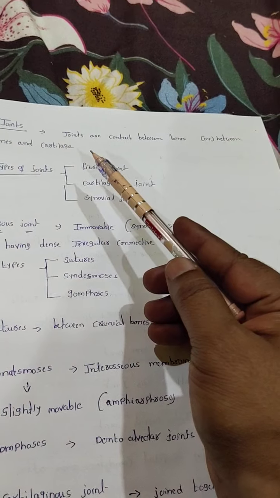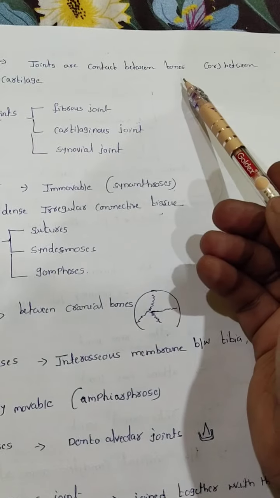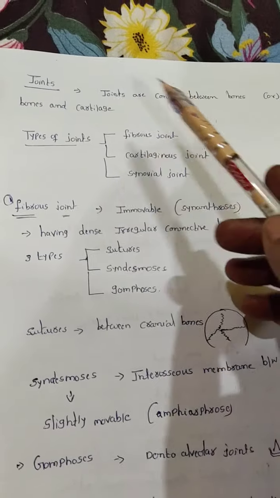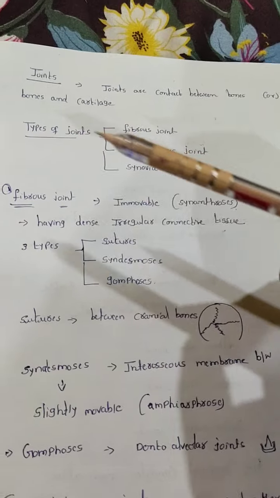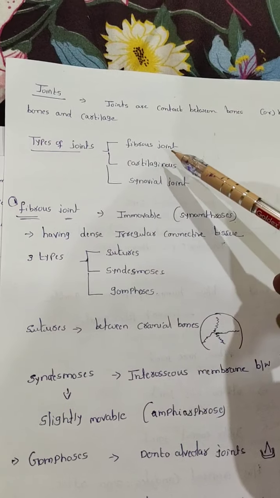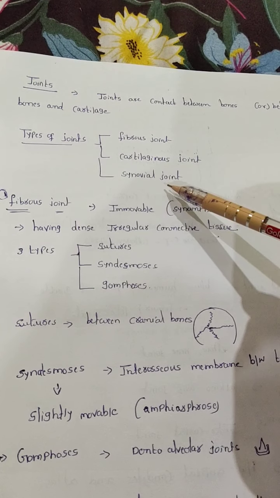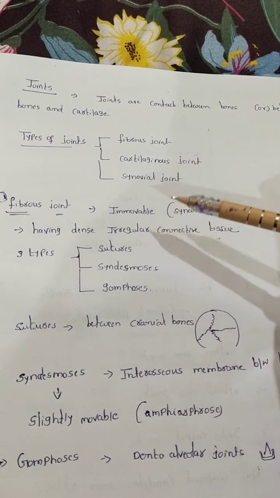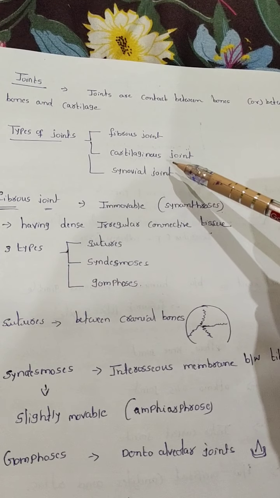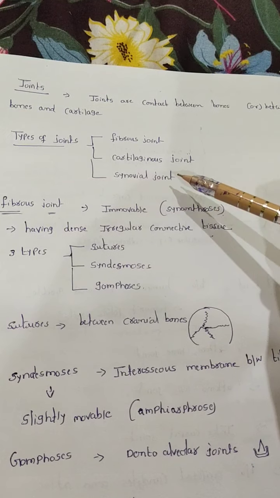Now what is meant by joints? Joints are the contact between the bones or between the bones and the cartilage. Joints are of 3 types. One is the fibrous joint, second is the cartilaginous joint, third is the synovial joint. Fibrous joints are immobile joints, cartilaginous joints are slightly mobile joints, synovial joints are freely mobile joints.